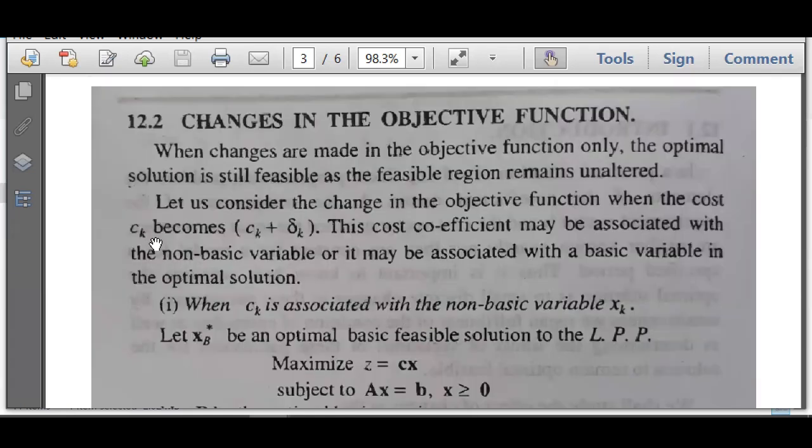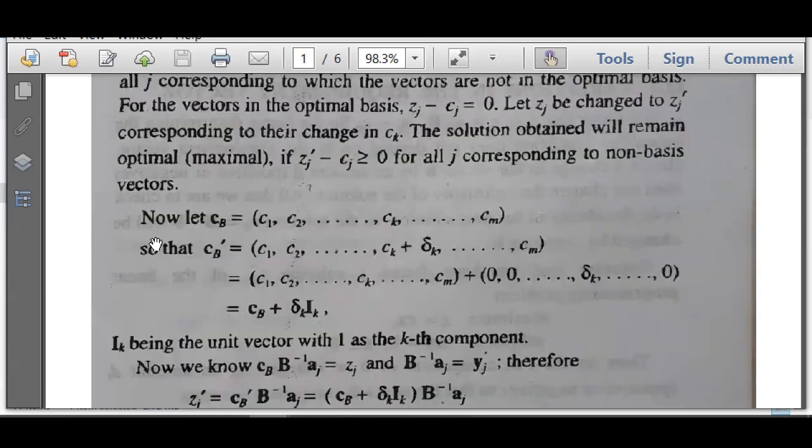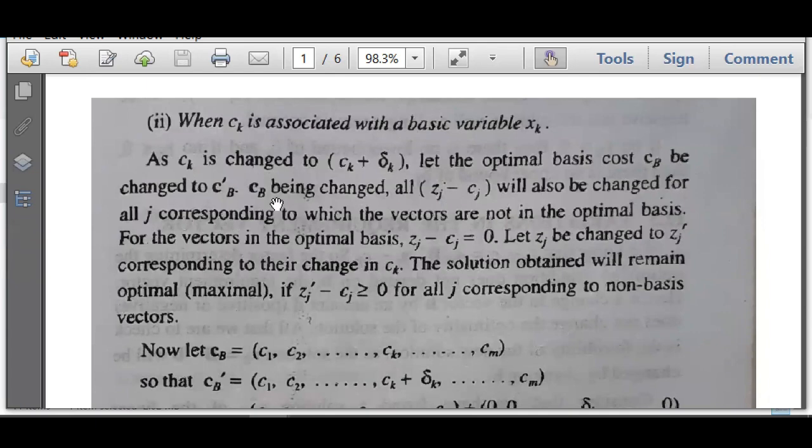So let us now go back. cb is changed to cb dashed, the basis cost. cb being changed, let us see the chain of changes which will now occur. cb is changed to cb dashed, this is the first step. As cb is changed to cb dashed, what will happen? The zj minus cj will also be changed for all j corresponding to which the basis vectors are not in the optimal basis. For the vectors in the optimal basis, zj minus cj equals 0, as you are obtaining the optimal solution, we are referring to the optimal table.